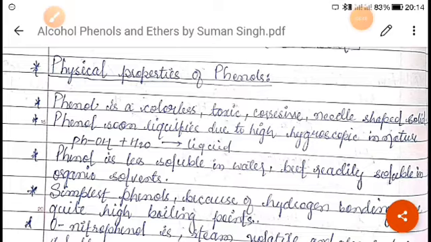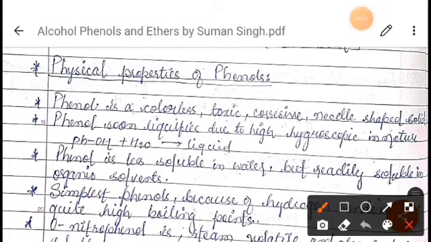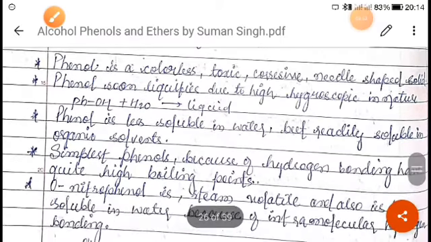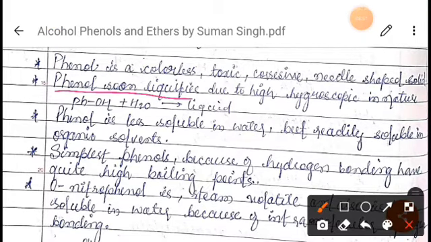Now after that we will see the physical properties. You all know that phenols are colorless, toxic, corrosive and needle shaped solids. Phenol soon liquefies due to being highly hygroscopic in nature, as you can see in the example.